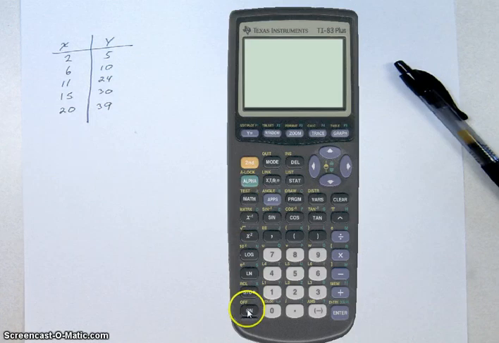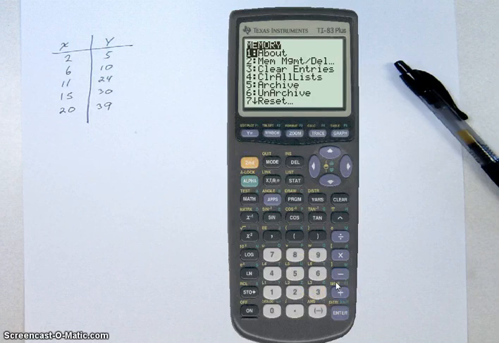So first thing you need to do is turn on your graphing calculator. You can see I have some data in here. You might have some things inputted into your calculator, so we need to clear out all of this data. What you want to do is hit second and then the plus sign, because I'm trying to get to this memory icon.